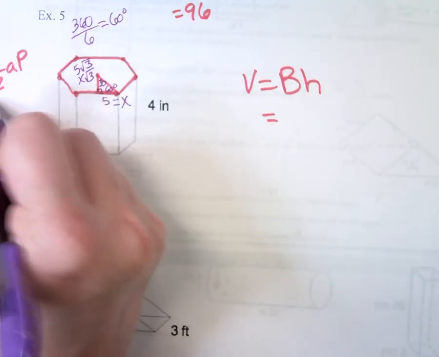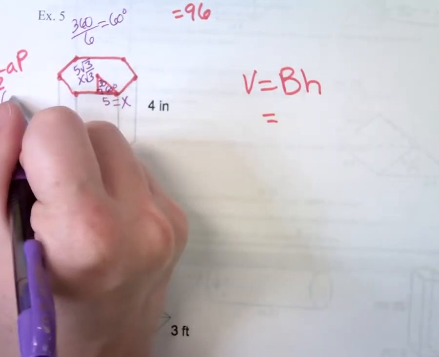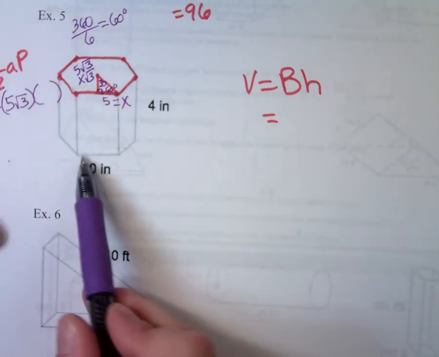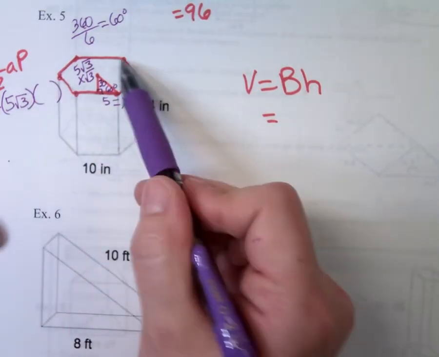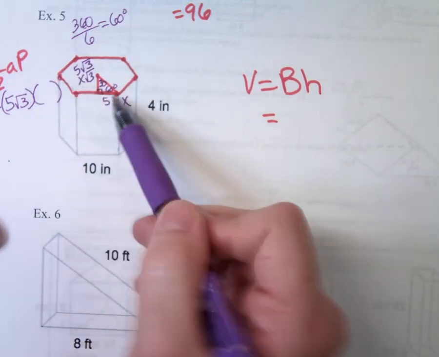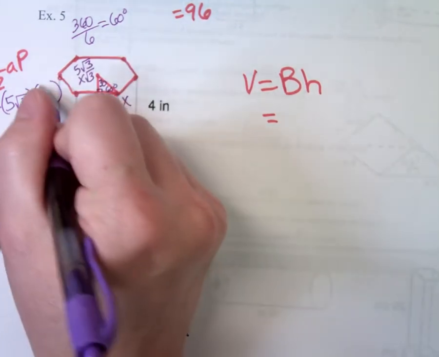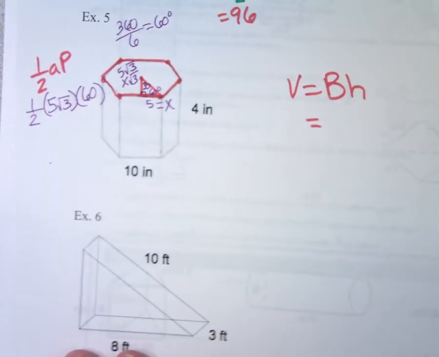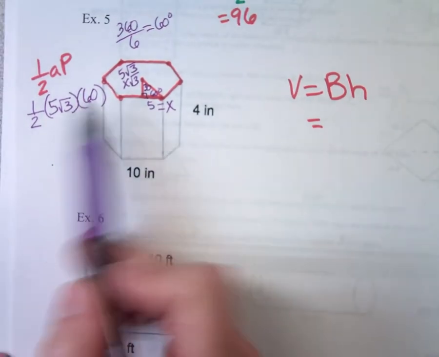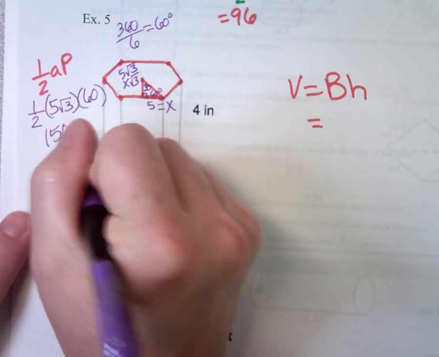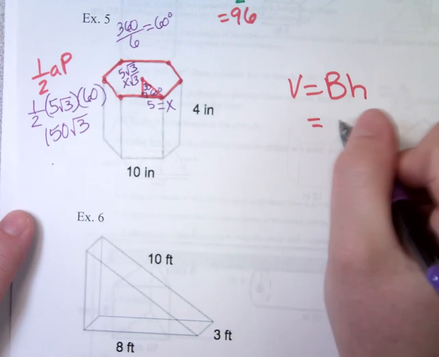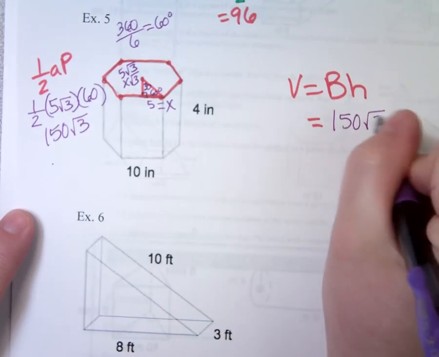Okay, so now I can find my area. 1/2 the apothem, which is 5 square root of 3, times the perimeter. And if this is 10, and each side is 10, what's your perimeter? 60. Okay, give me that answer in terms of the square root of 3. 150 square root of 3, and that's the area of the hexagon. That's the area of the base.